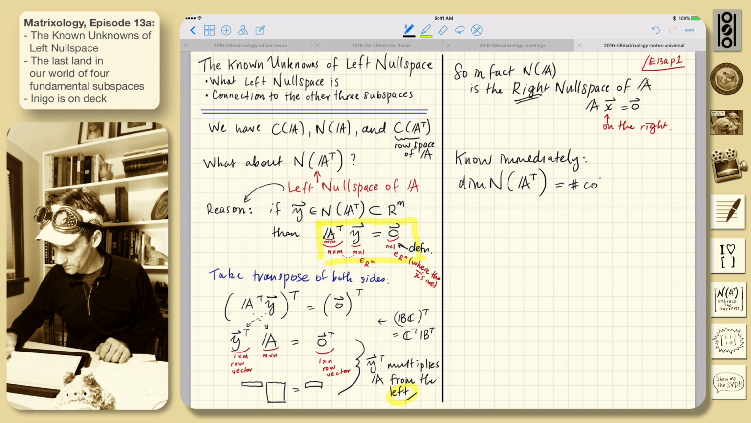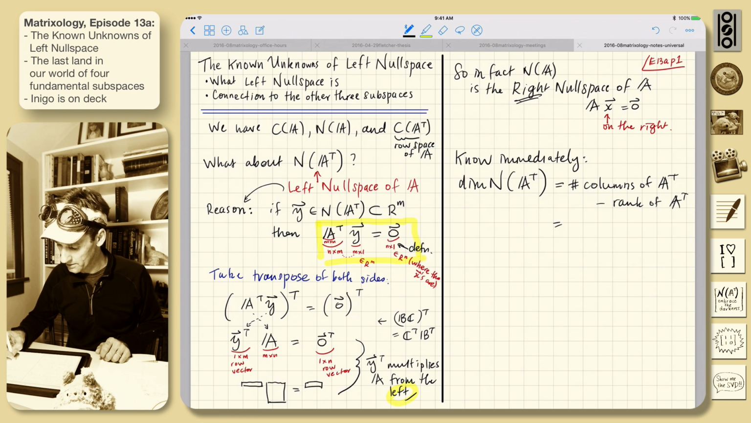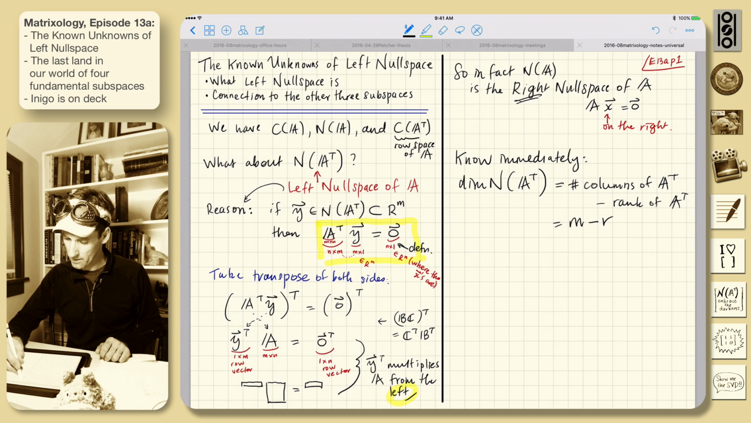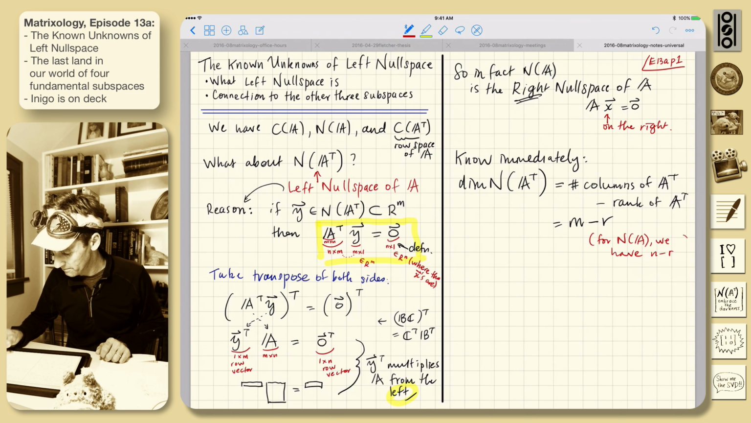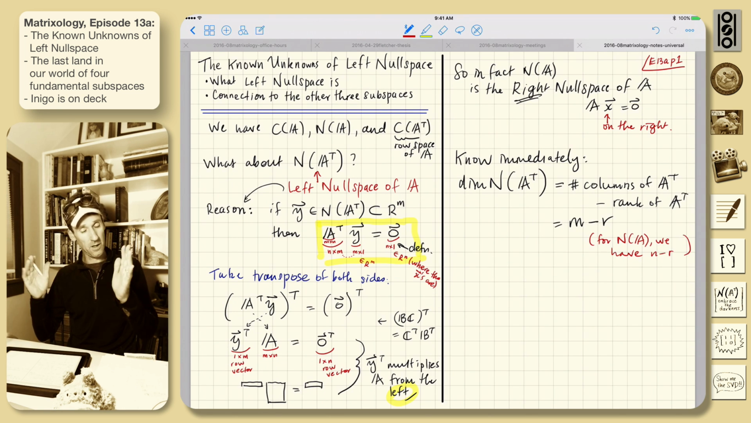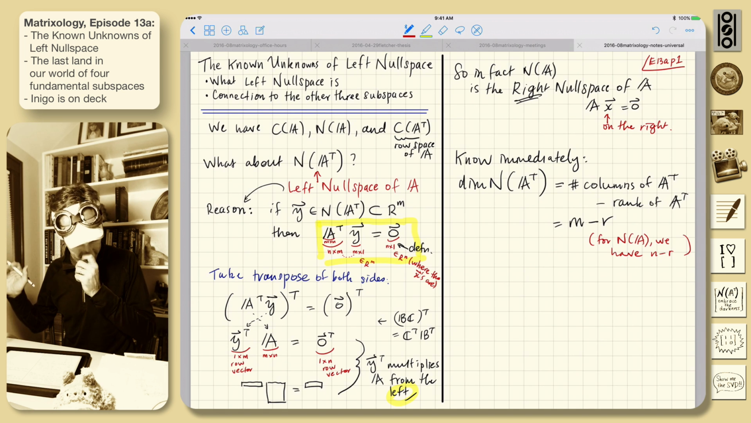It's the number of columns minus the rank of A transpose. And we know those things in terms of A. It's M minus R, right? Dimension, right, and for the null space of A we have N minus R. It's the number of columns. Okay, awesome. So we know that.